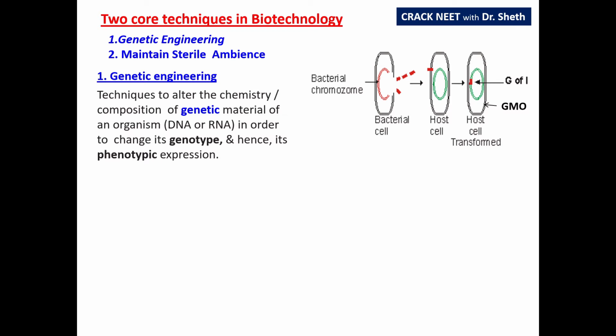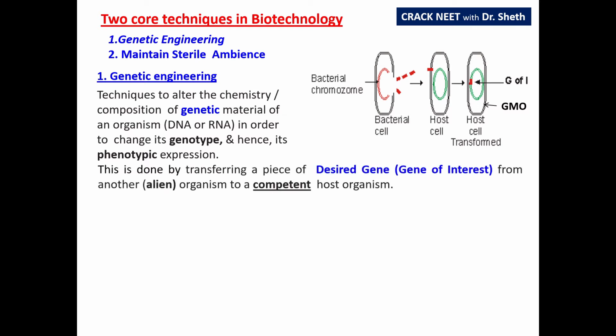Techniques to alter the chemistry or composition of the genetic material of an organism, that is its DNA or RNA, in order to change its genotype and its phenotypic expression. When you change or alter the DNA of this organism, naturally its genotype changes, and if the genotype changes, it will make proteins which will also change its phenotype. We say that this organism has been genetically engineered, and later we'll call it a genetically modified organism.